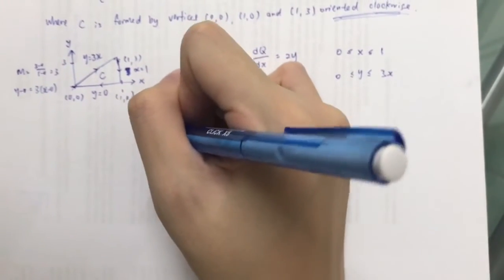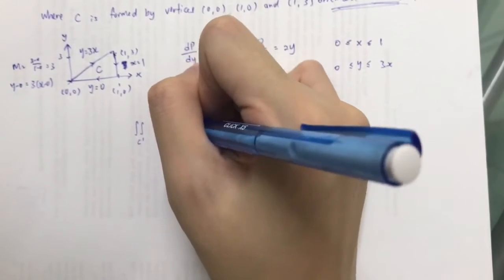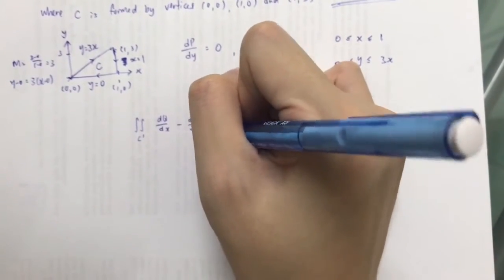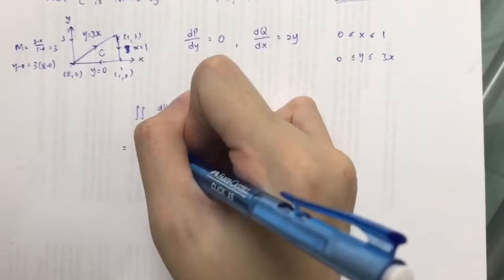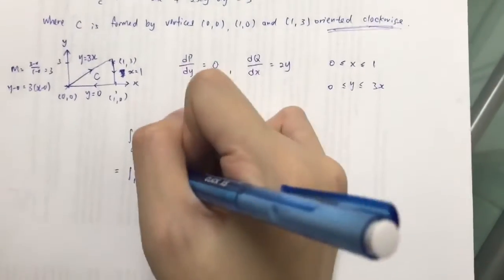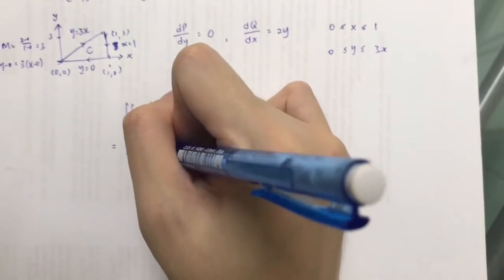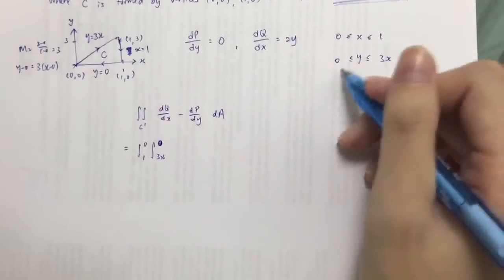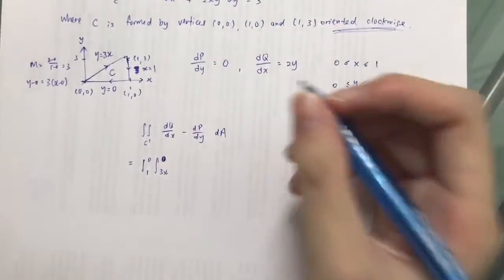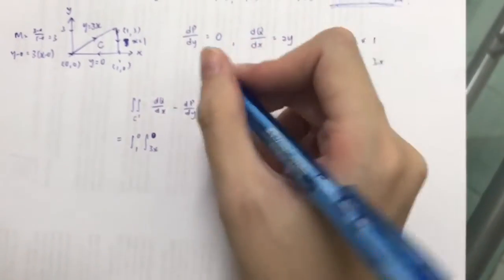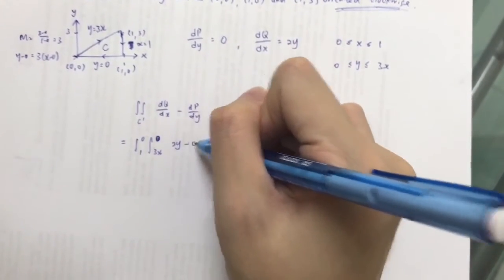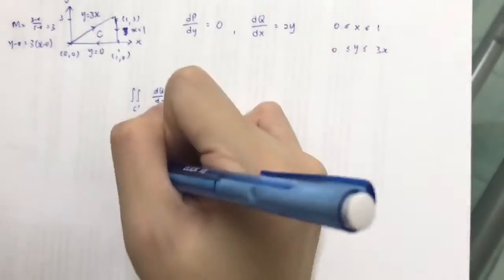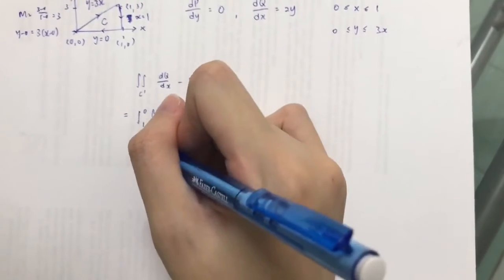Okay, now we write the formula of Green's theorem. The formula is like this. Then we substitute all this into the formula. For x, it is 1 to 0 because it is oriented clockwise. For y, it is 3x to 0, because it is clockwise, so it is different from the anticlockwise way. And then we substitute this one. dP over dy is 0. dy dx.